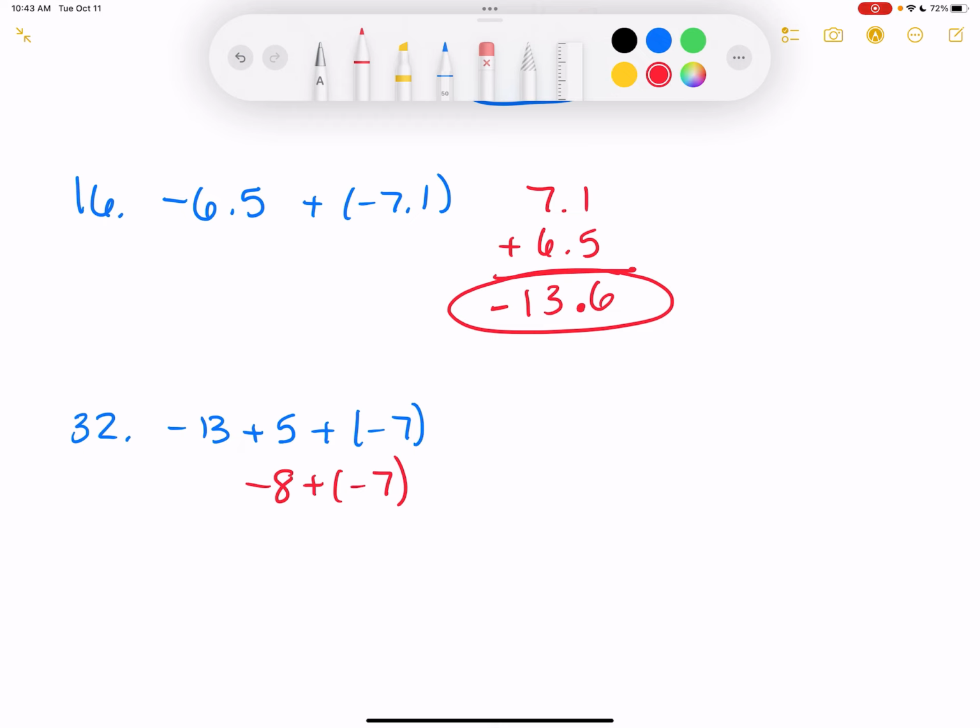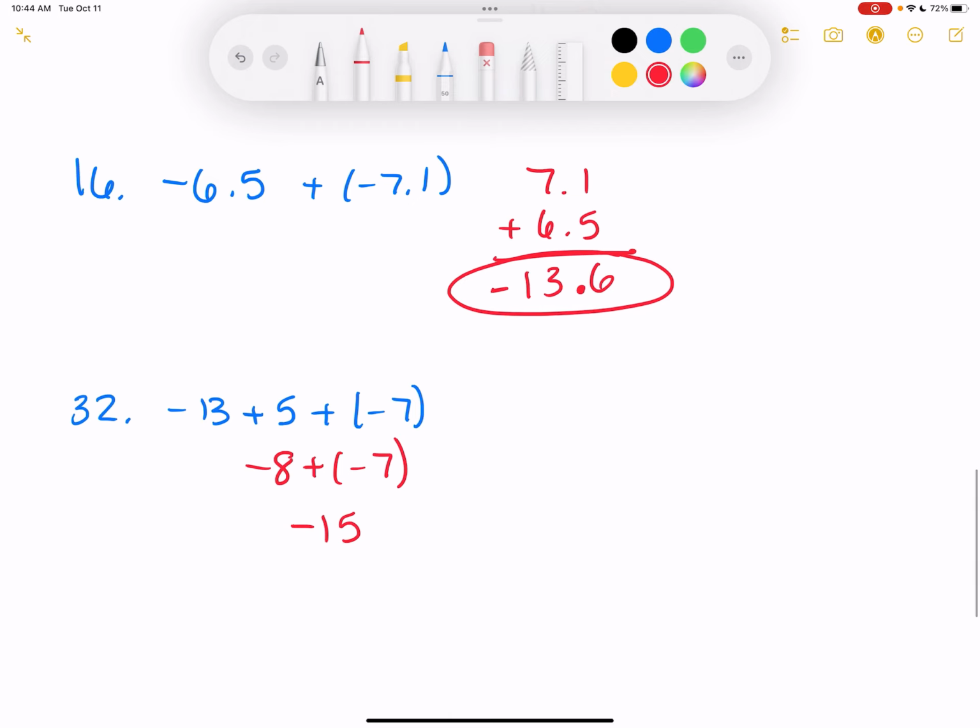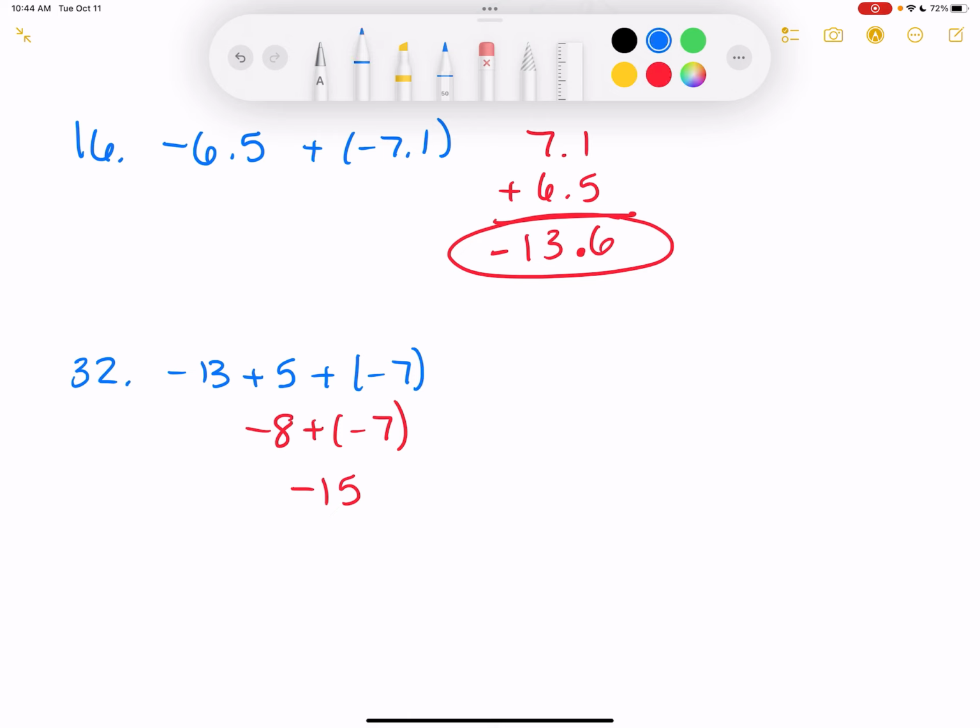So now what's true about these two? They have the same sign, so what do I need to do? Add and keep the sign. So what would that one be? Negative 15. Beautiful. Not too bad, right? It's just getting used to the patterns of them.